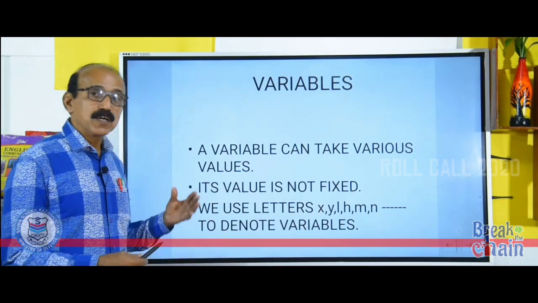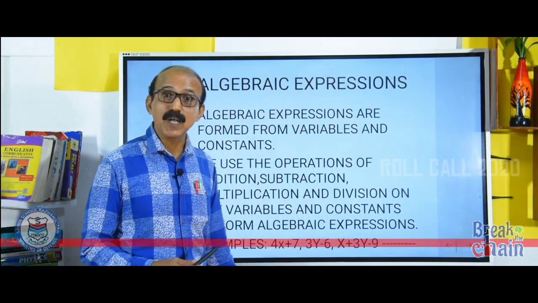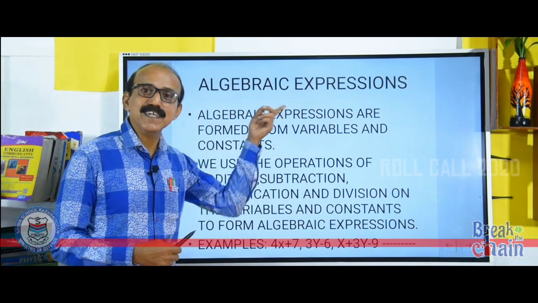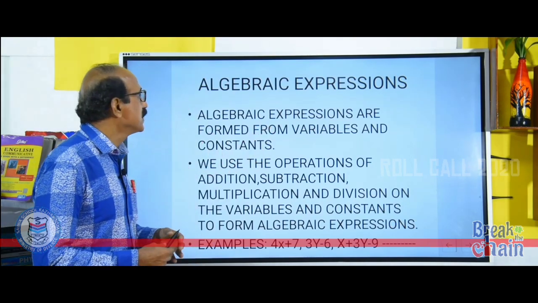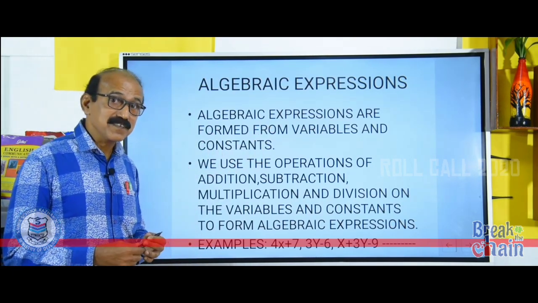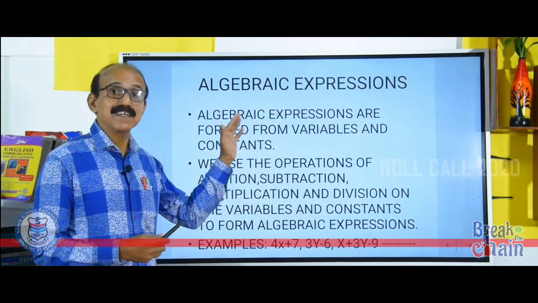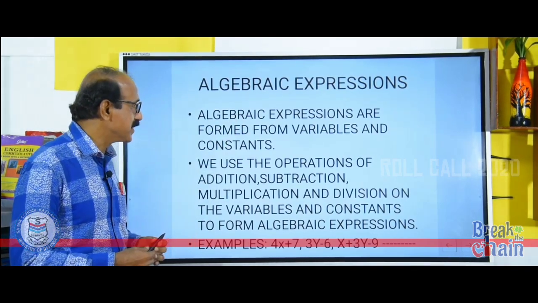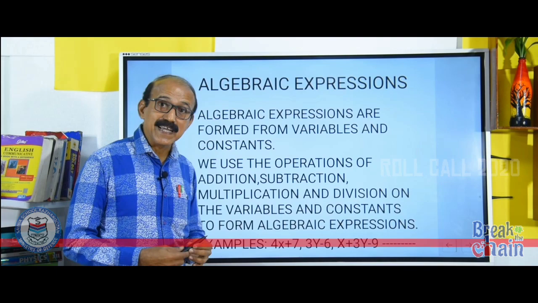Now see, by combining constants and variables with the help of arithmetical operations like addition, subtraction, multiplication and division, we can make algebraic expressions. Now let us see what we mean by an algebraic expression. Algebraic expressions are formed from variables and constants. By this time you all know what a variable is and what a constant is, so this sentence is very clear to you all. We use the operations of addition, subtraction, multiplication and division on the variables and constants to form algebraic expressions.